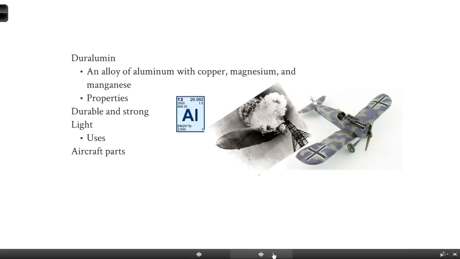Duralumin is an alloy of aluminium with copper, magnesium, and manganese, and so it's a durable, strong, but very light material. So something that can be used for aircraft.